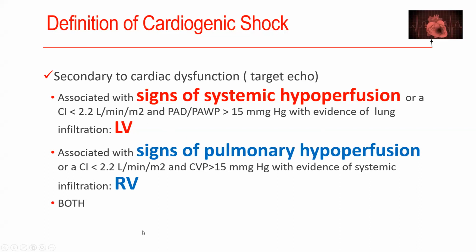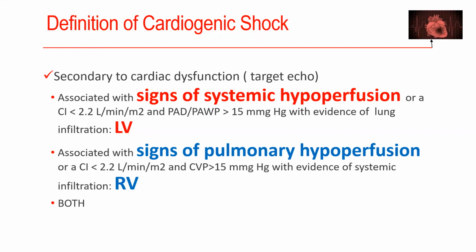That's LV failure. RV failure, you have a low cardiac output, but your CVP is what's elevated, and you have systemic infiltration. That's pure RV failure. Now, most of the time, you have biventricular failure. So you've got wet lungs, wet system, poor flow. So we'll remember when we looked at heart failure last week, we talked about warm and wet, warm and cold.